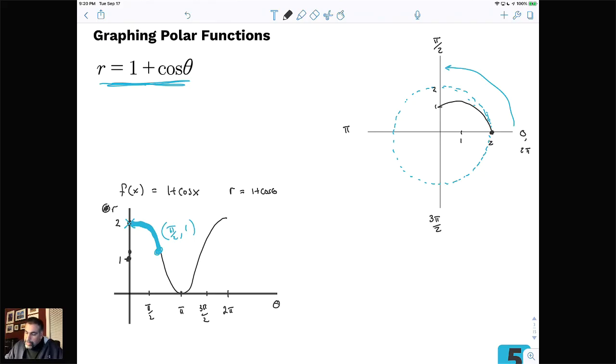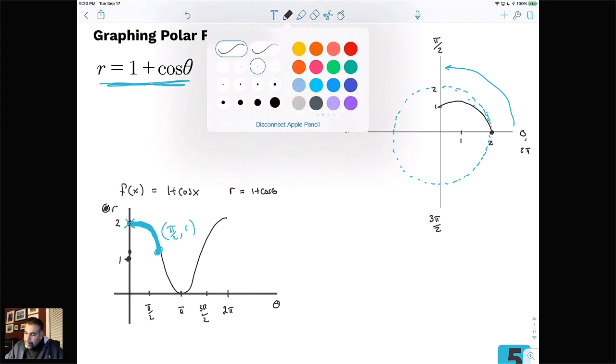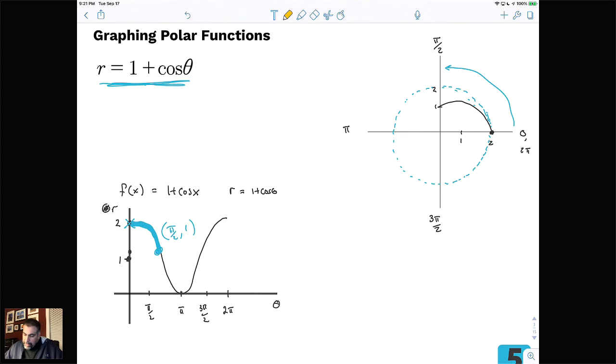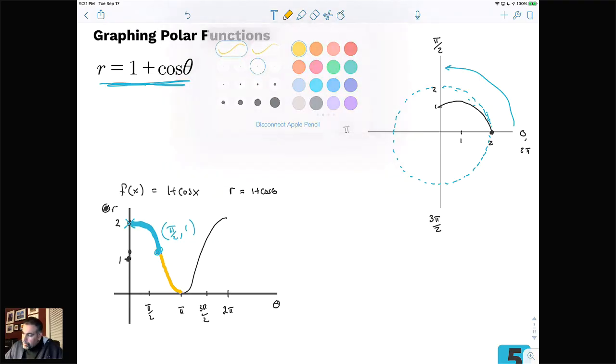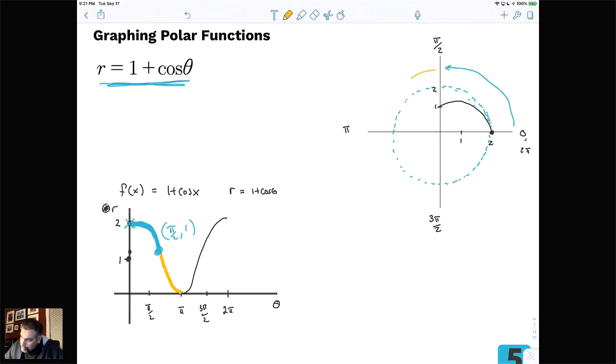So now what I want to do is look at the next piece of the graph. I'm going to try to color coordinate this for you guys so it'll really stick out. I now want to look at what happens between pi over 2 and pi. So what we're talking about this time is rotating through this quadrant, pi over 2 and pi, but what is the radius doing? It's starting at a value of 1 right here, and by the time it gets down here, that radius is shrunk down to 0.